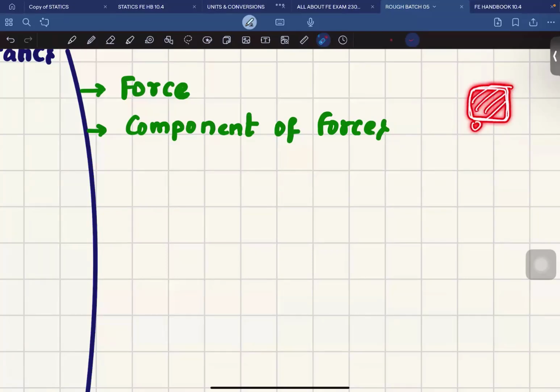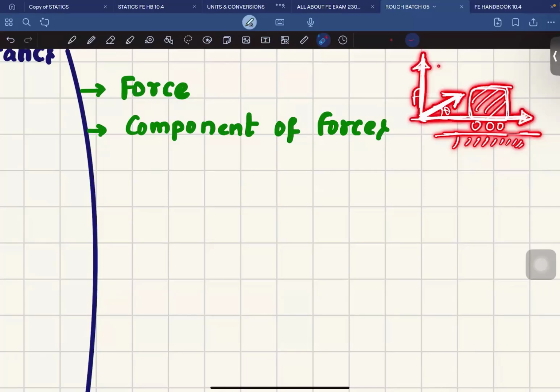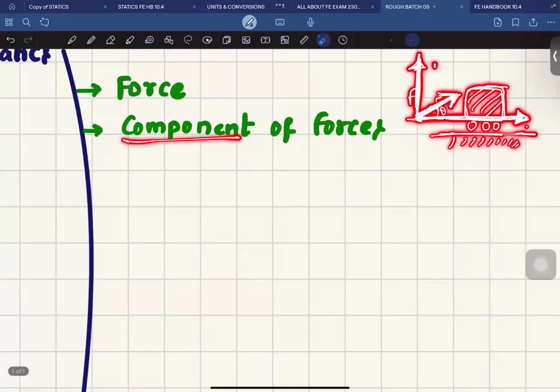If it is a body, a block, and it has wheels and it is resting on a free surface, and if you try to push this, suppose you are in Walmart, and you have taken this trolley to carry the goods, then you are pushing with your hand with some force, making an angle theta with the horizontal. If you break this force into standard horizontal and vertical directions, then this breaking is known as components. This is the X component and we call it the Y component.